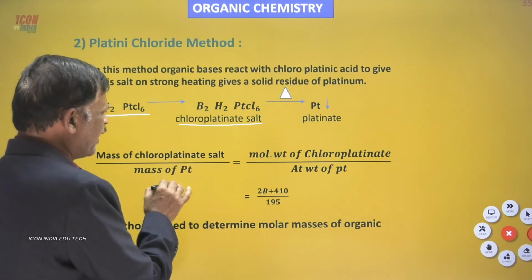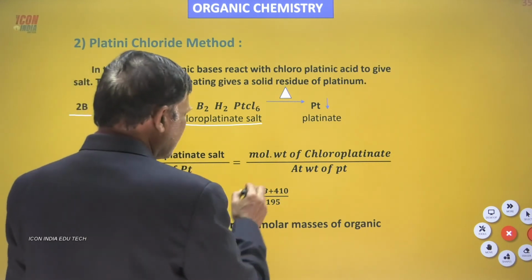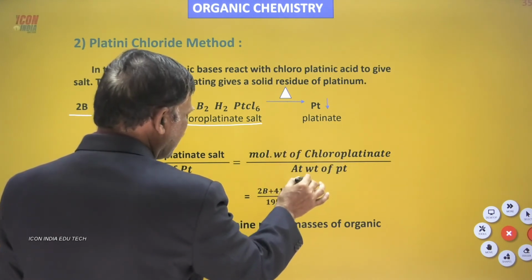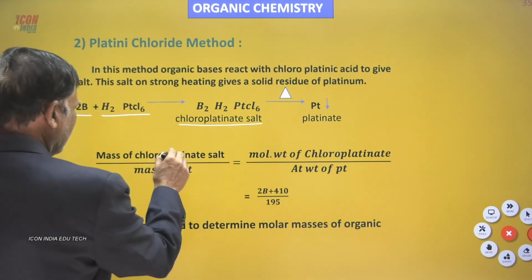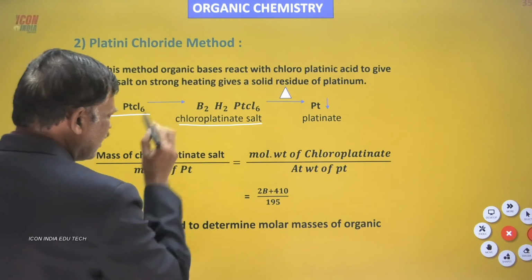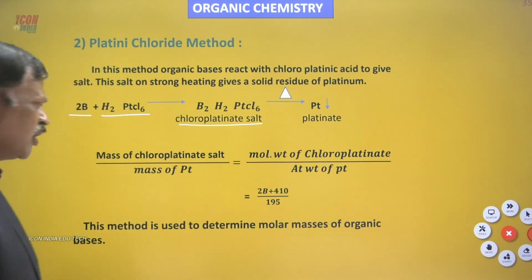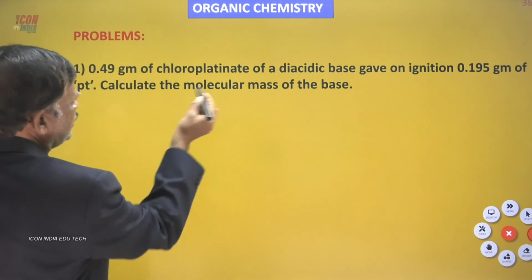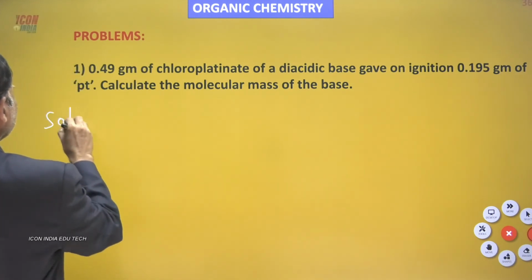I think you understood. Mass of chloroplatinate divided by mass of platinum is equal to molecular mass of chloroplatinate by atomic weight of platinum. If these two are given, you can calculate the 2B. This method is used to determine molar masses of organic bases. See, what is the molecular weight of the base? You calculate like this.